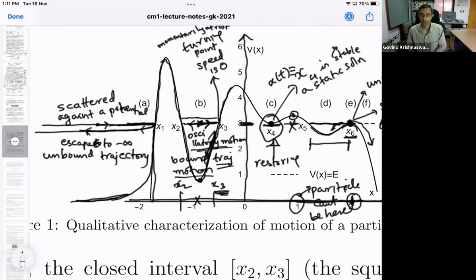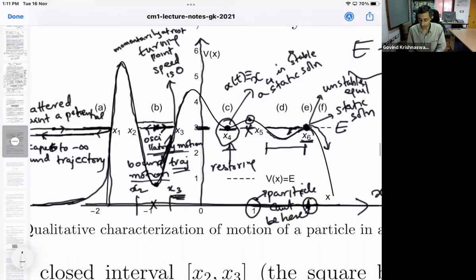I encourage you to draw such a picture for yourself, indicate an energy, and describe for yourself what possible motions the particle could describe. Try to recover all those cases that we just now described. There is one case which I have not described in any detail, which is what happens over here. So I encourage you to think about that. Okay, any other question?